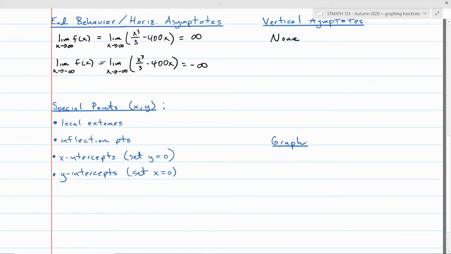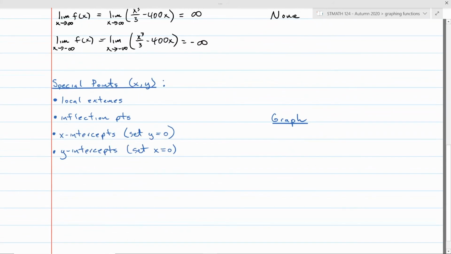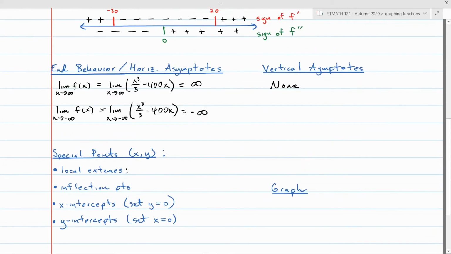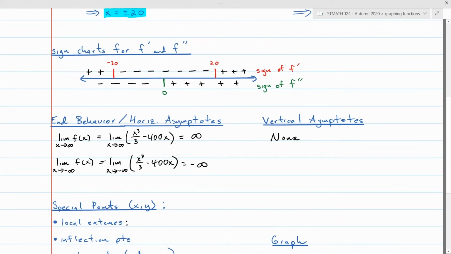Let's identify some of these special places on the function. So local extremes. These are either local mins or local maxes that we see from the first derivative test. Now if we look at the sign chart for the first derivative up here, I can see at negative 20 the function's going up and then it starts going down. So the sign of the derivative changes from positive to negative.